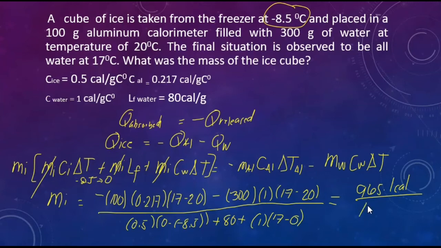divided by 101.25 calories per gram. So you can now see we can cancel calories so that the final unit for the mass of the ice is in grams. The answer here is 9.53 grams. So the ice which has melted is equivalent to 9.53 grams. Okay. So that's for this problem.